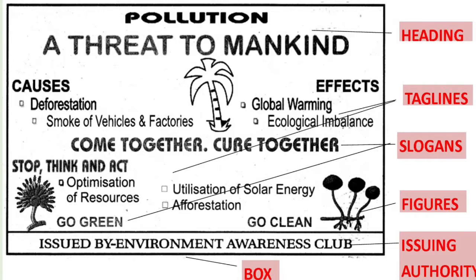Then the last one is very important, as important as the heading: the issuing authority, issued by. Most probably it will be given in the question paper, in the question. If it is not given, write in public interest. Otherwise, for a poster which is almost a kind of advertisement, you can write contact details at the end instead of issued by. Even after learning the poster very well, students tend to commit mistakes, small errors in posters.